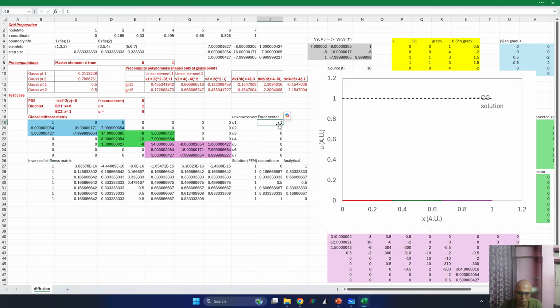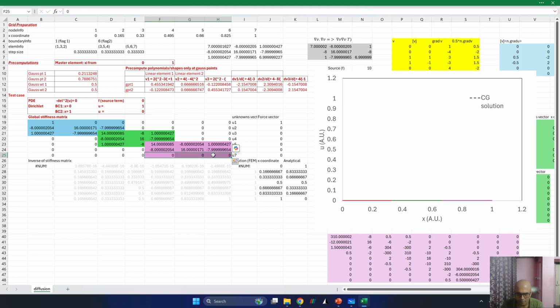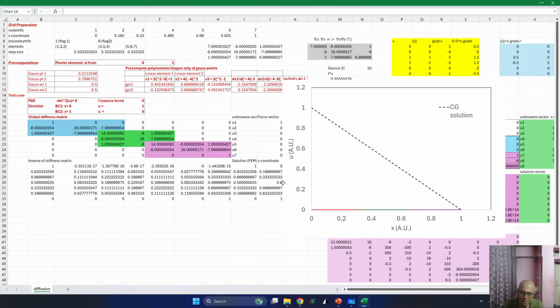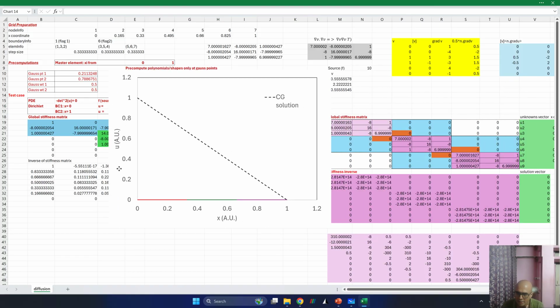So let's put 1 in the force vector here. So we have 1 in the force vector. This would impose our Dirichlet boundary condition. Right. So this is our CG solution. Very simple. Now let's look at how we would assemble this for the DG case.